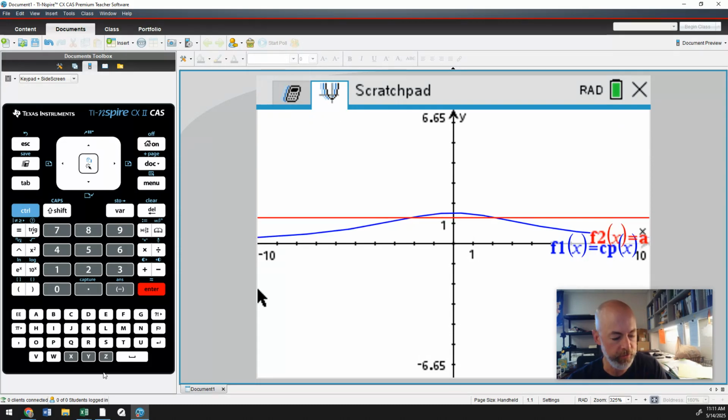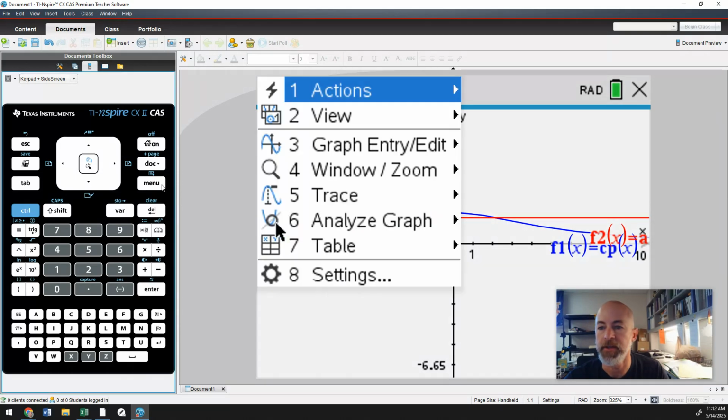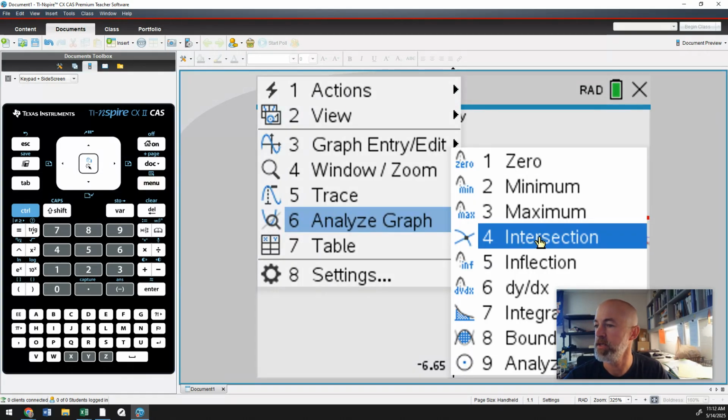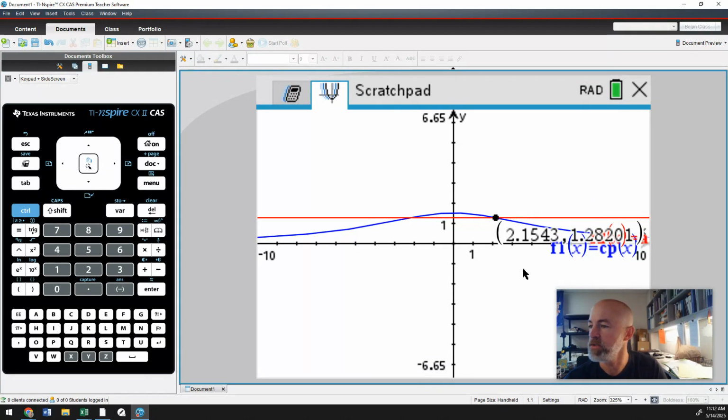And we are on the interval. Let's double check the intervals here. On the interval 0 to 4. And so we're looking at that intersection right there. So menu, analyze, intersection. And I'm getting 2.1.